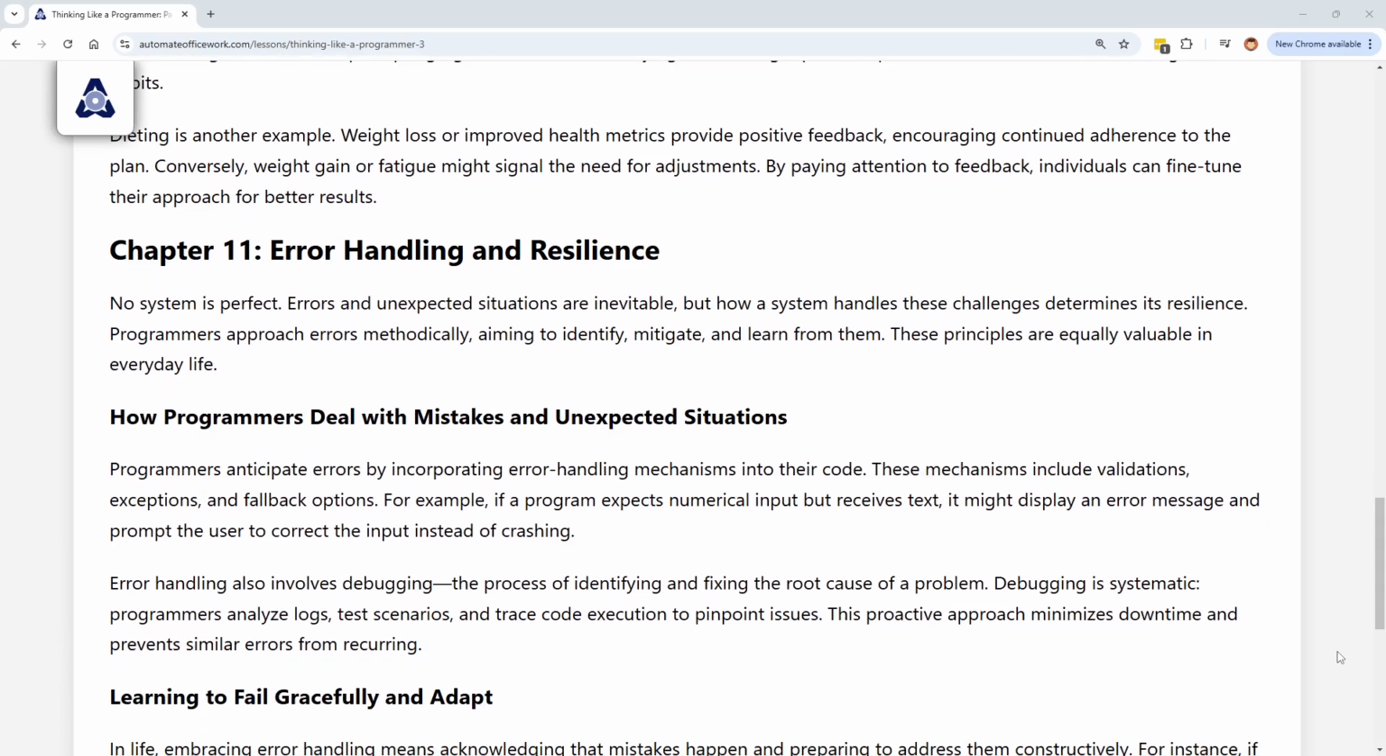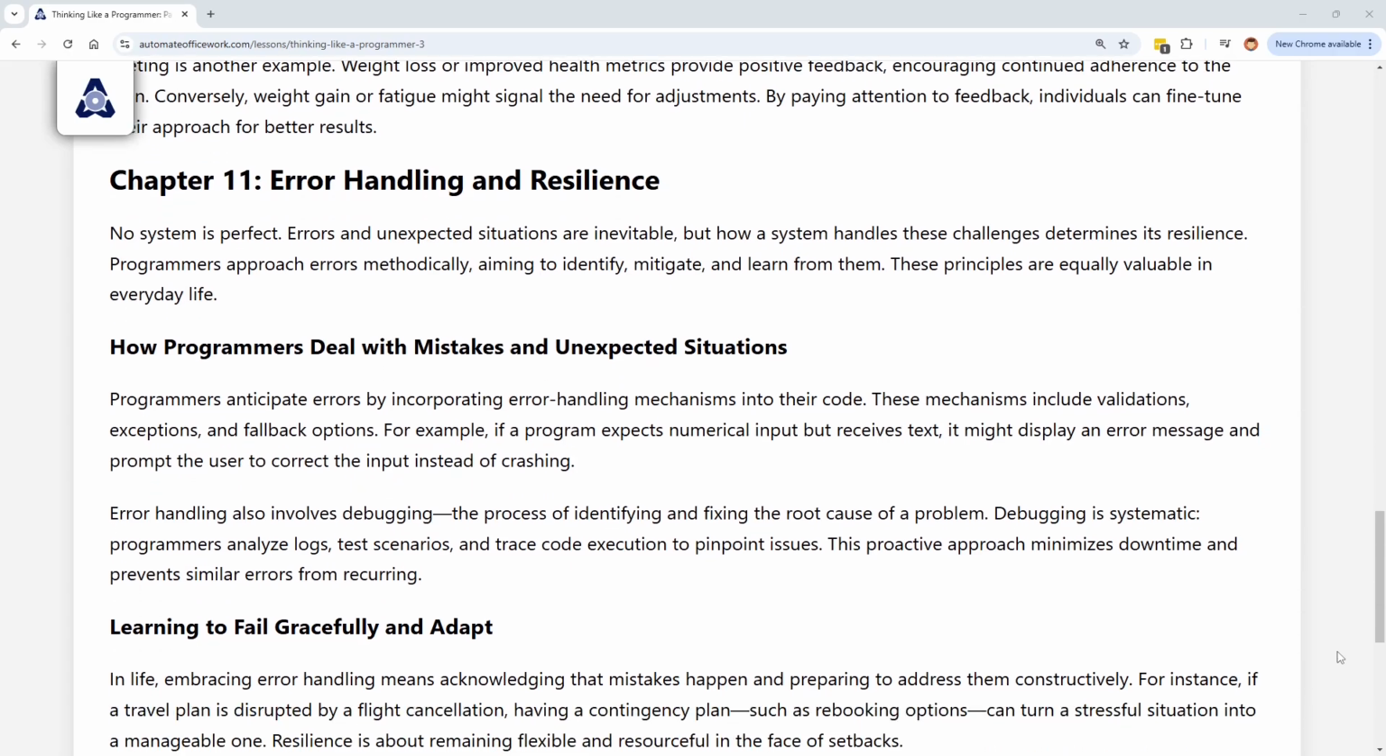How programmers deal with mistakes and unexpected situations. Programmers anticipate errors by incorporating error handling mechanisms into their code. These mechanisms include validations, exceptions, and fallback options. For example, if a program expects numerical input but receives text, it might display an error message and prompt the user to correct the input instead of crashing.